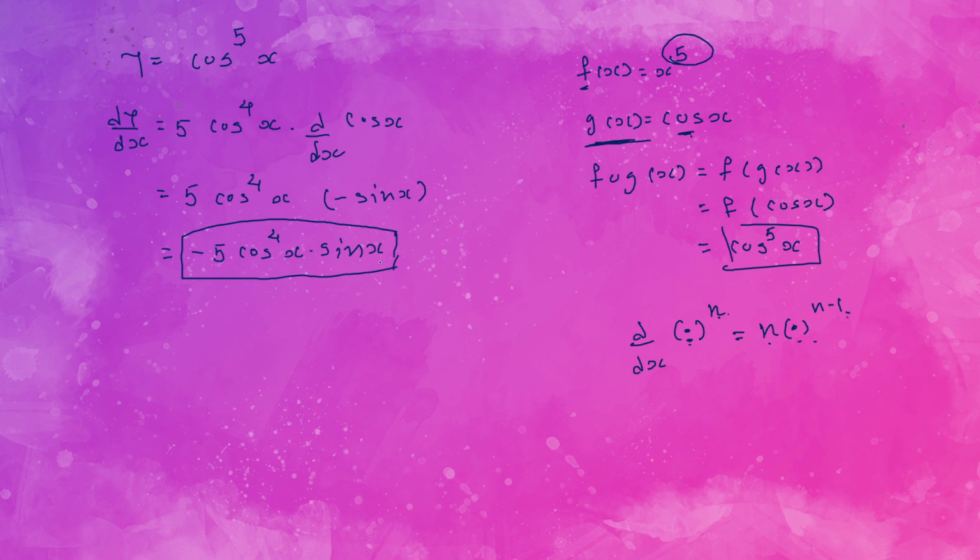So what we have understood is whenever square root of some function is there, the square root is the outer function, right? When there is some power of a function, that power is the outer function. This is what we have to remember, guys. Okay, I hope you have understood this.